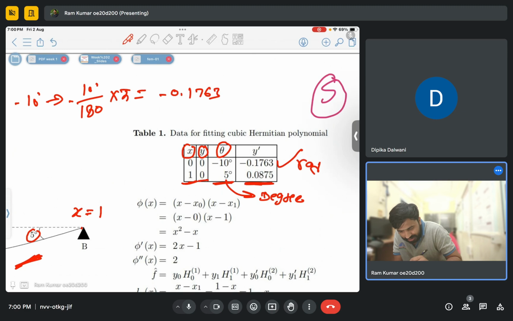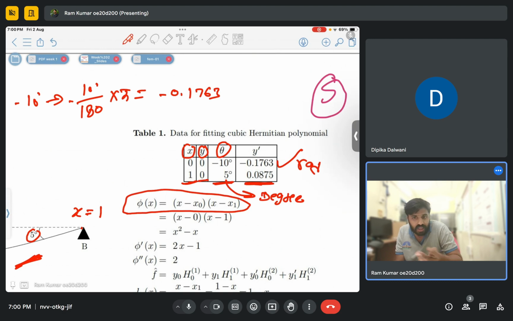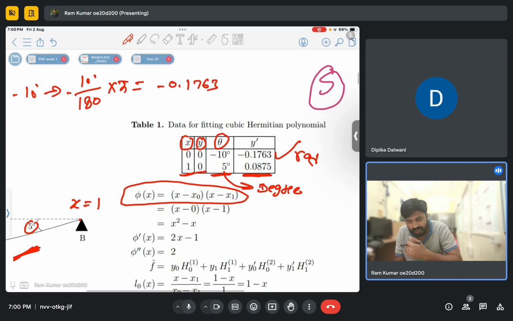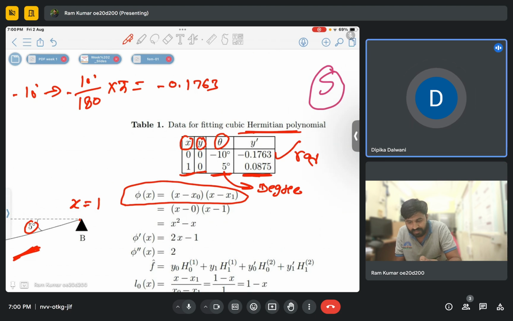This is phi x. Phi x equal to x minus x naught. And then how we are defining, because this is, you went through that video. So you went through all this polynomial, right? Yes, cubic. Not all, but I have.